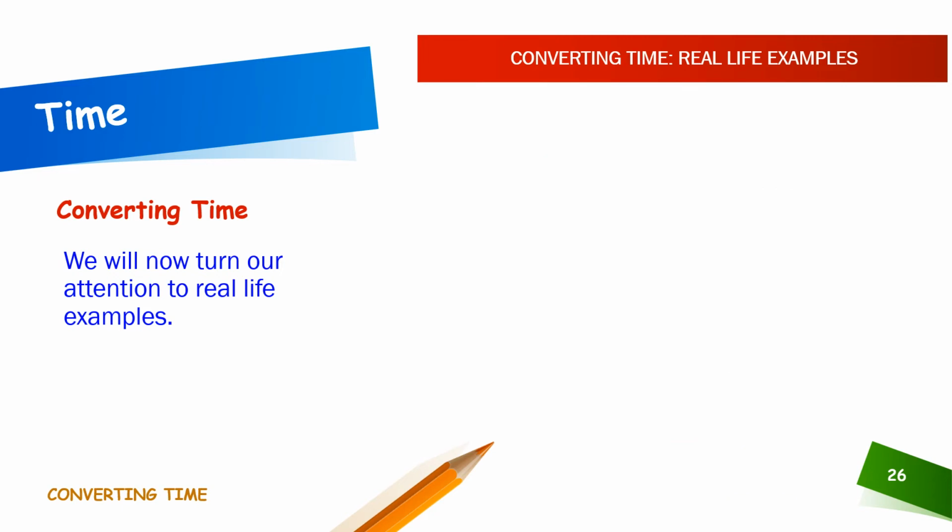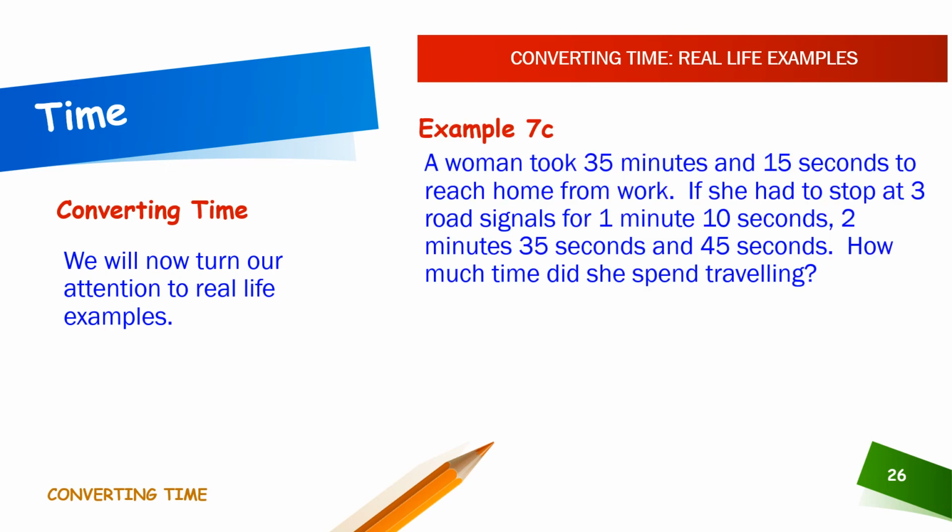We will now look at a real-life example involving minutes and seconds. Consider the example shown on your screen. Pause the video and have a go. Press play when you're ready to view the solution. So a woman took 35 minutes and 15 seconds to reach home from work. If she had to stop at 3 road signals for 1 minute 10 seconds, 2 minutes 35 seconds, and 45 seconds, how much time did she actually spend travelling or in motion?